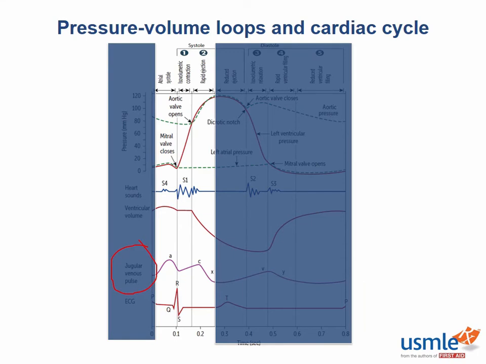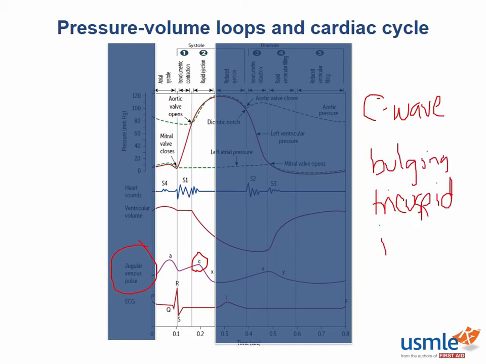So in the jugular venous tracing, we actually see what is called the C wave. Anatomically, the C wave represents the bulging of the tricuspid valve into the right atrium, causing an increase in jugular venous pressure. So during systole, when the ventricles are contracting, blood is pushed up against the tricuspid valve, causing it to bulge into the right atrium and push blood back into the jugular vein, causing this increase in pressure.